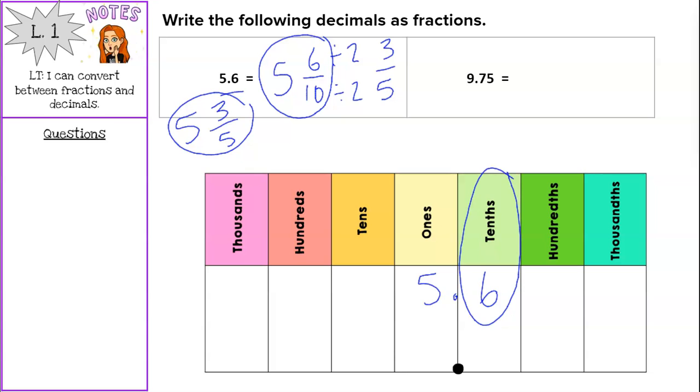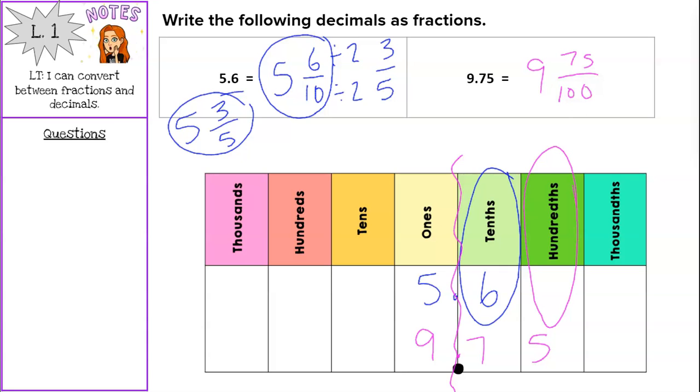Last example here, we have 9.75. Again, we take the whole number, the piece before the decimal point, and make that our whole number, 9. And then after the decimal point, we have 75 in the hundredths place, so we have 75 over 100.